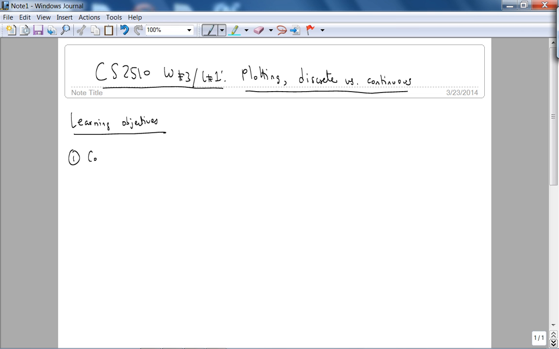The first concepts are ideas of visualization, plotting functions, granularity, and floating point arithmetic.